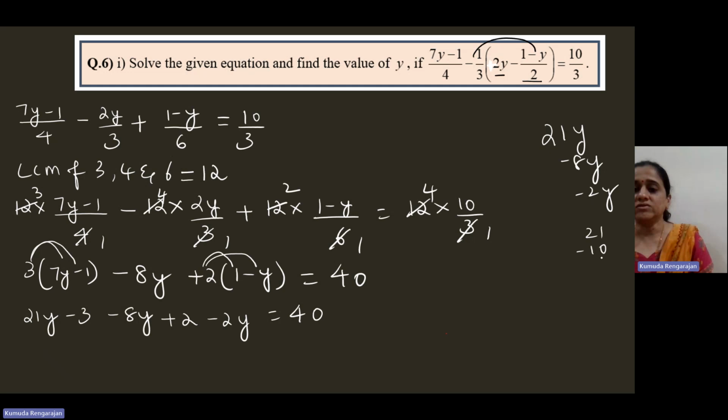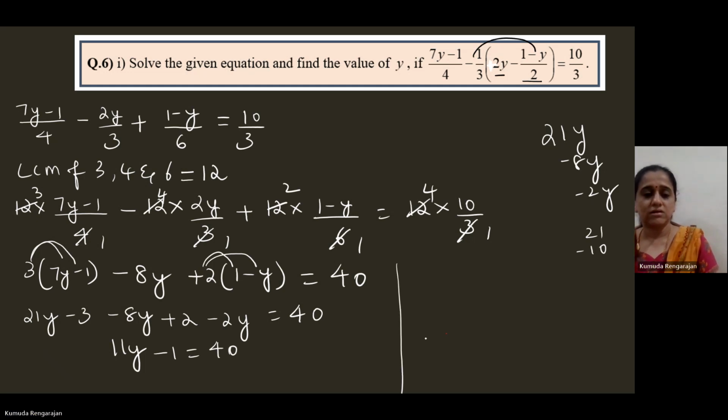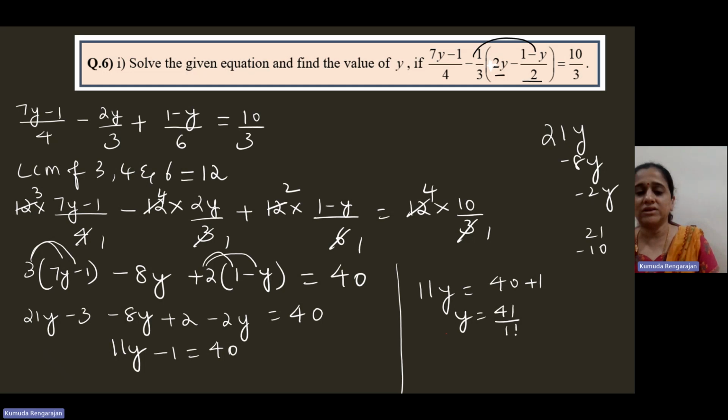Okay. So you all understand it's 11y. Minus 8 minus 2 is minus 10 and 21 minus 10 is 11. 11y. And the numbers minus 3 plus 2. Minus 3 plus 2 is minus 1 is equal to 40. Right? So we have 11y is equal to 40 plus 1. Y is equal to 41 by 11. Correct? Yeah. Finish it.